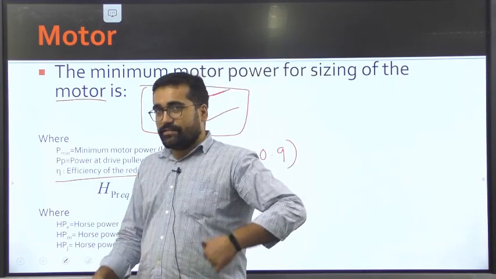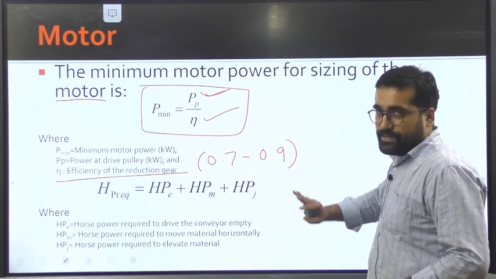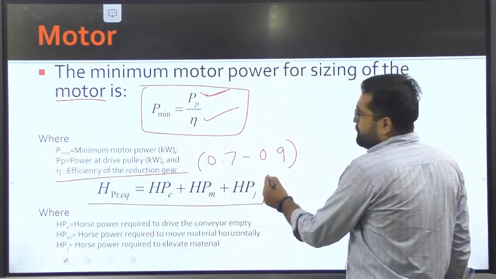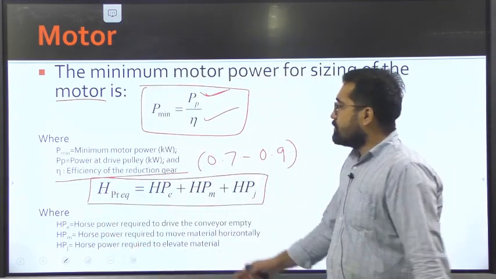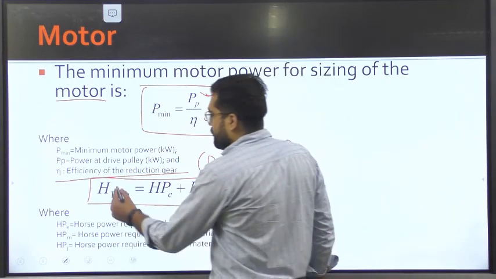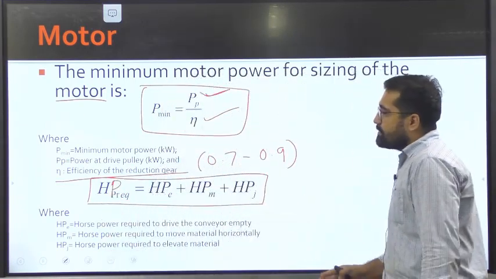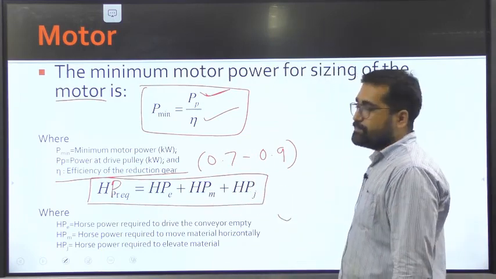There are other powers also. So for that we find out the HP. How to find out the HP of the motor which is required? Here we made a mistake. HP is like this, sorry: HP required equals HPE plus HPM plus HPJ.